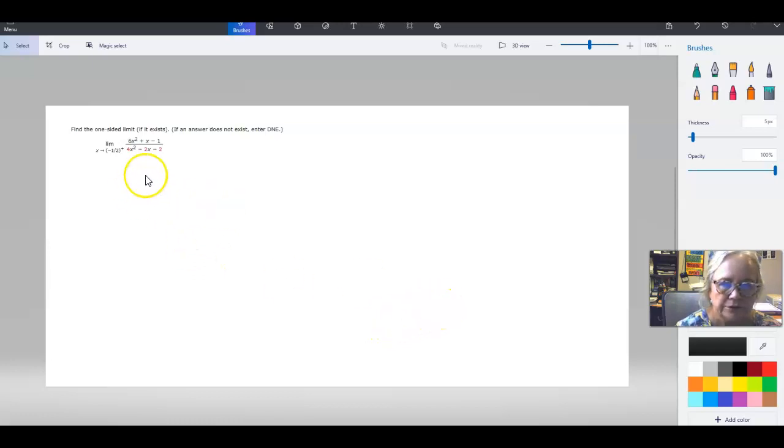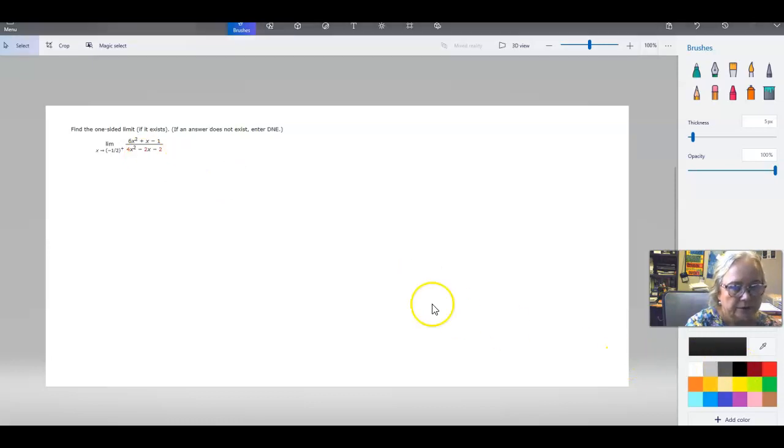Hello. A question from a student about finding the one-sided limit: x approaches negative 1/2 from the right of the rational expression with 6x squared plus x minus 1 in the numerator, and the denominator is 4x squared minus 2x minus 2.